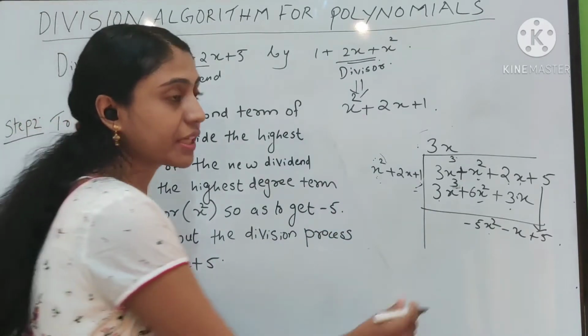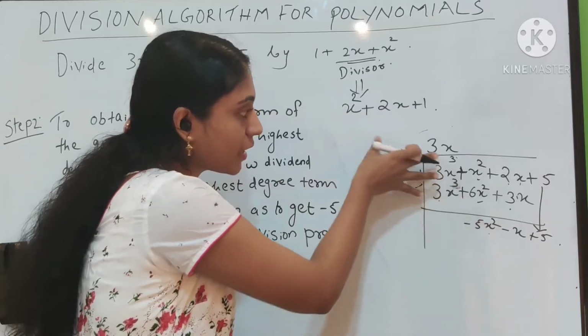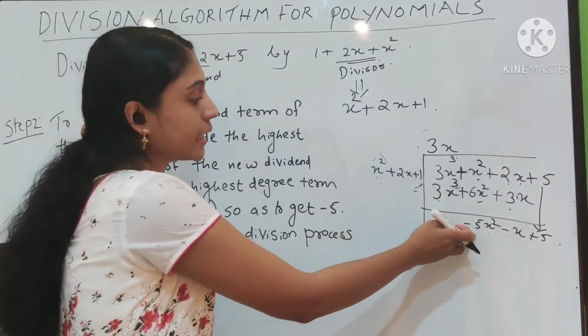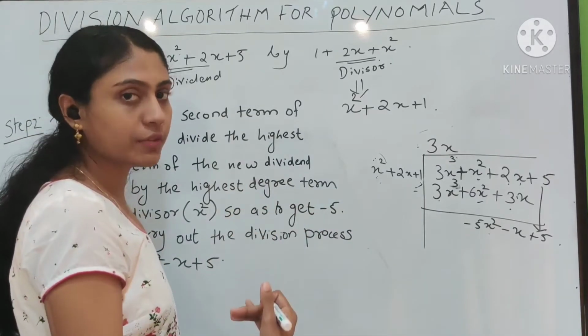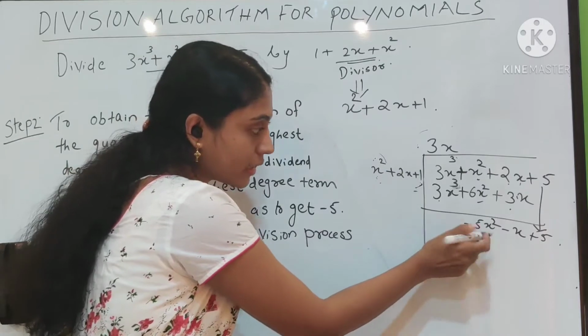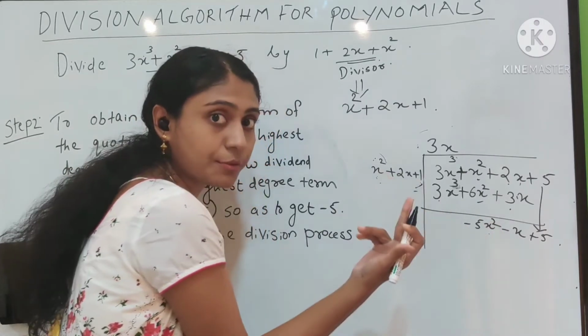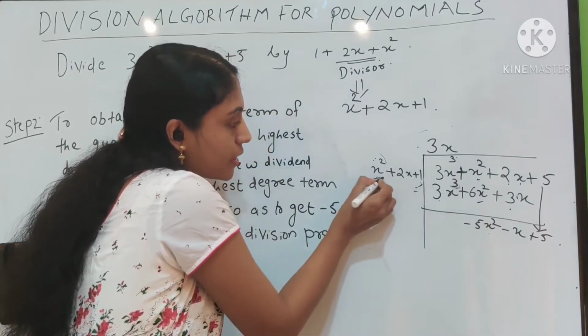Now our new dividend is this remainder, right? Because here the remainder is not 0, so we can continue the division process, and its degree is equal to that of the divisor, not less than, it is equal. So we can continue the division process. Now this is the new dividend, right? Take the first term of this new dividend, minus 5x square, right? So divide this with the first term of the divisor.